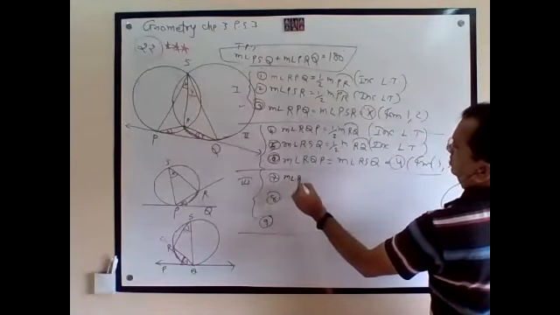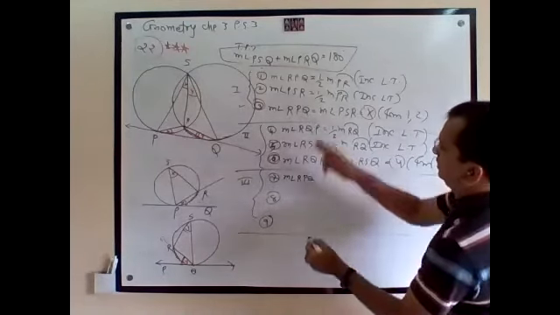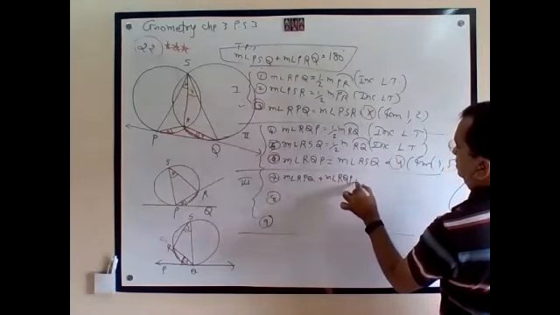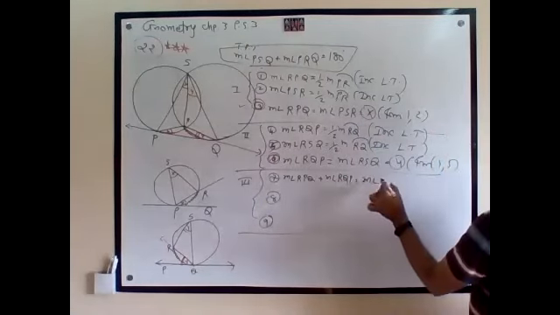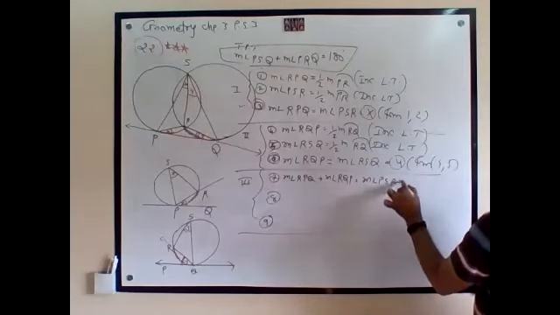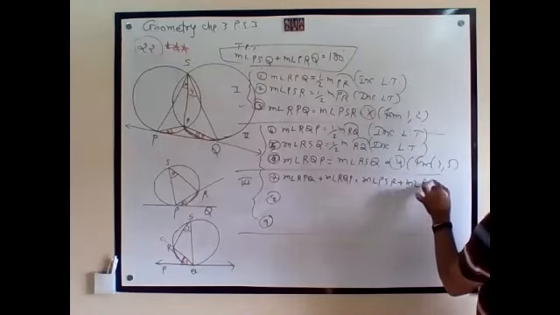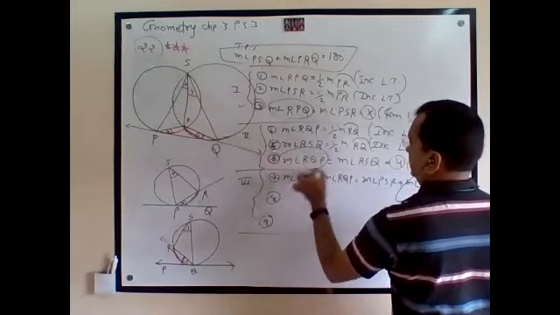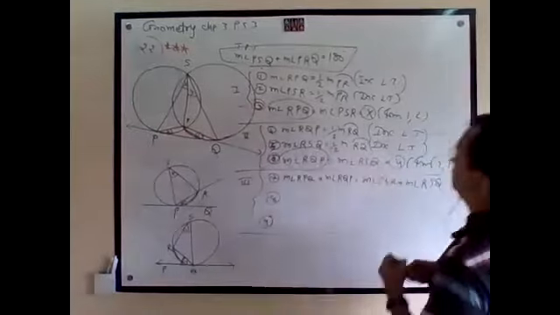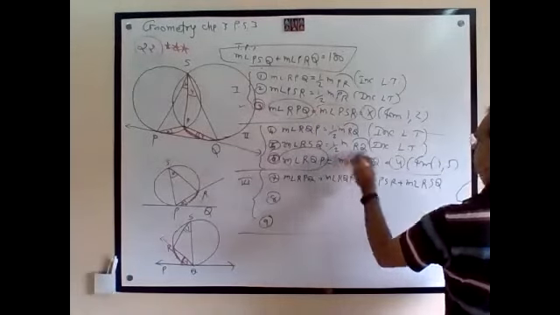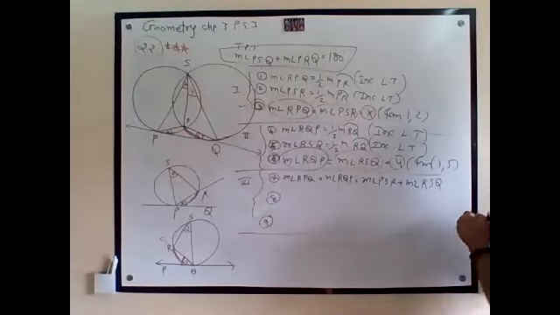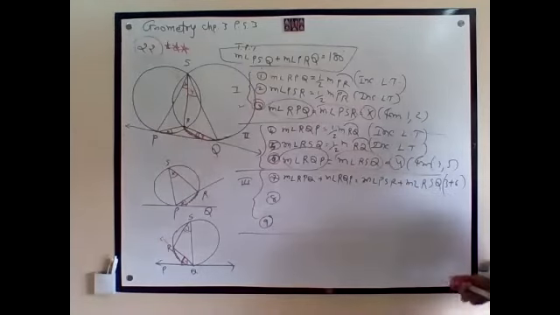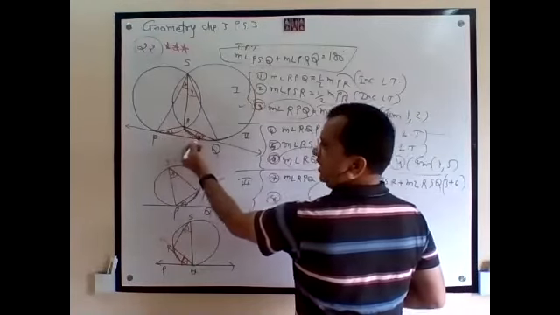Measure angle RPQ, left side plus left side. Measure angle RQP is equal to measure angle PSR plus measure angle RSQ. I have added left plus left, right plus right, meaning x plus y is equal to x plus y. So that is 3 plus 6. So I got x plus y.